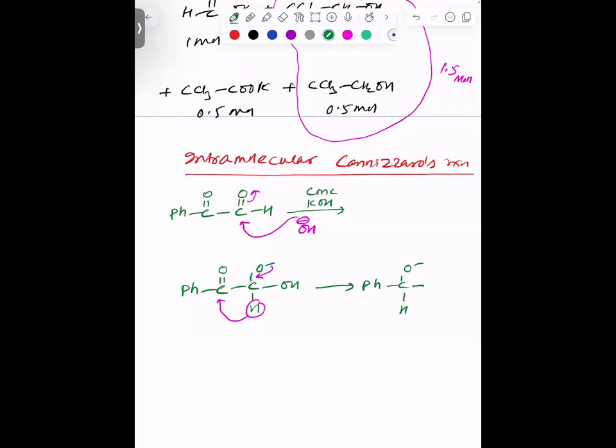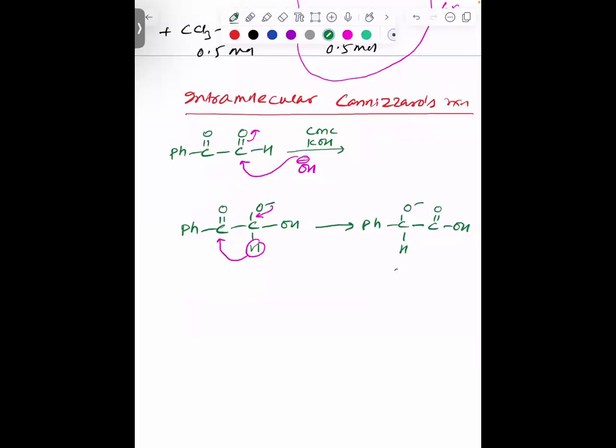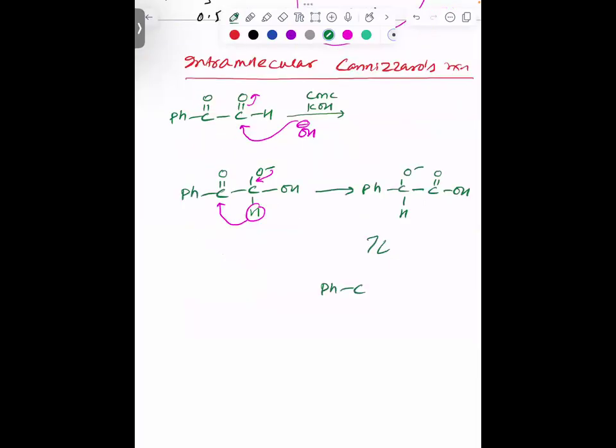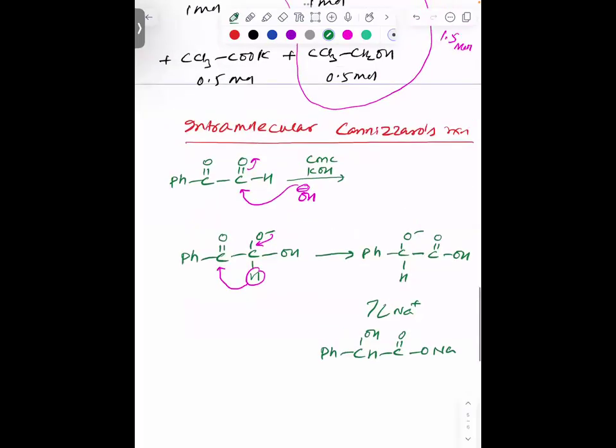So this step, the hydride transfer, is the slow step and hence the rate determining step. Again it will make an equilibrium reaction. Then it will be OH, H, C double bond O, O Na, in the presence of Na plus. Write down. This is the example of intramolecular Cannizzaro reaction.